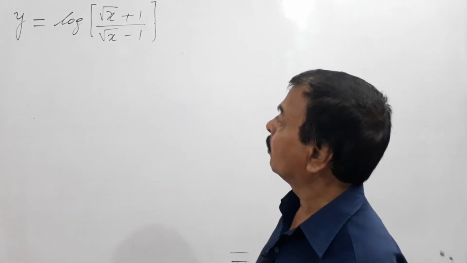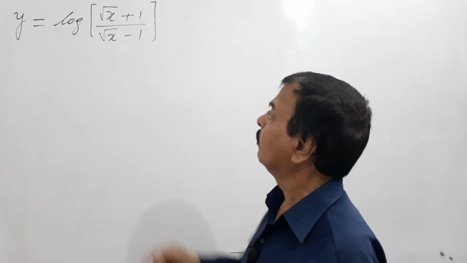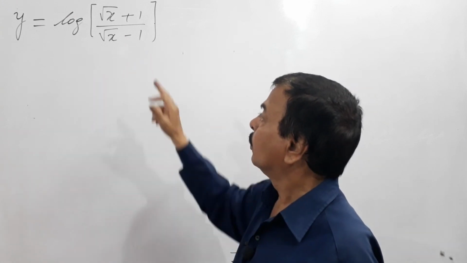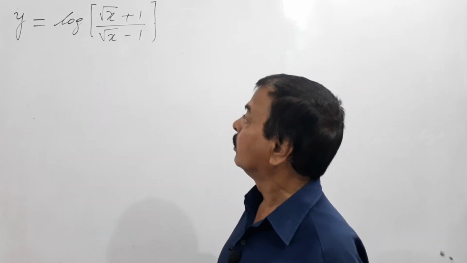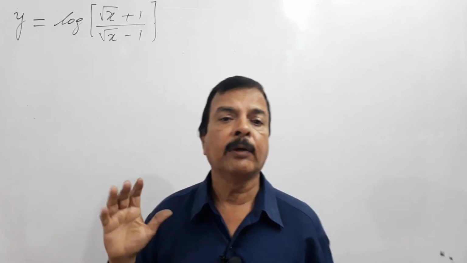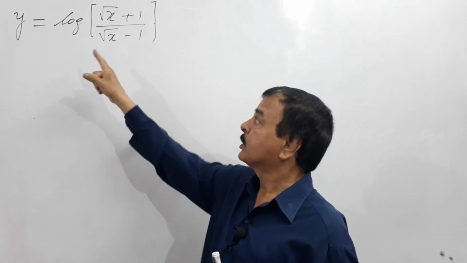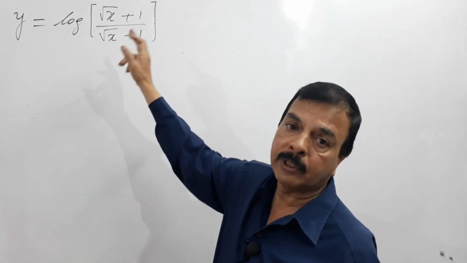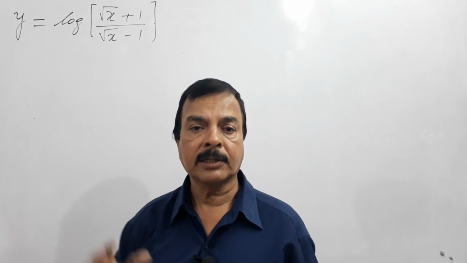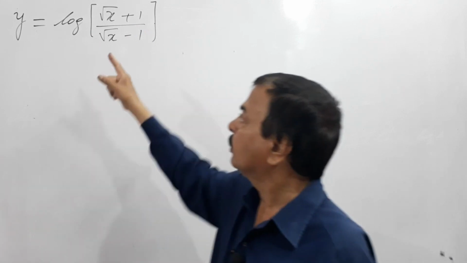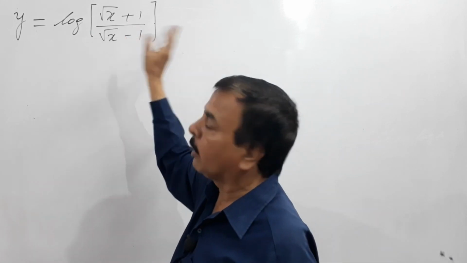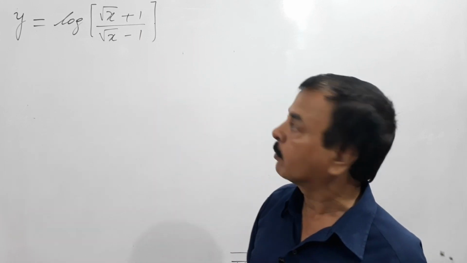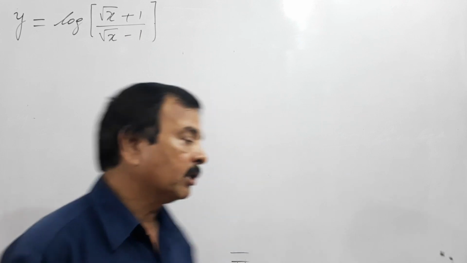Dear students, we have one problem. Y equals log of under the root, root x plus 1 over root x minus 1. I have told you, whenever you get a problem based upon log functions, use log a minus log b, that is log of a by b. So log of a by b is log a minus log b. So we will use that concept here.